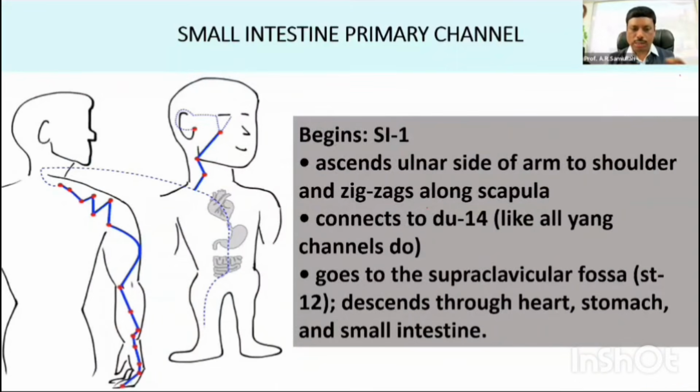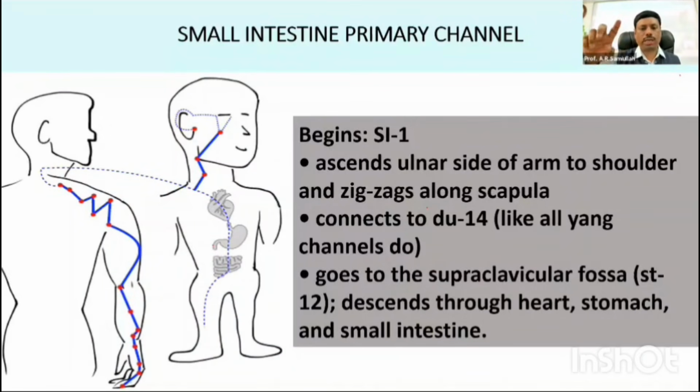Yes, quickly we will proceed for the small information related to the various different types of channels or types of the meridian system. Further, we'll move on to the points. Now, SI1 begins at the ulnar side of the forearm, and I already told you how the energy is moving.